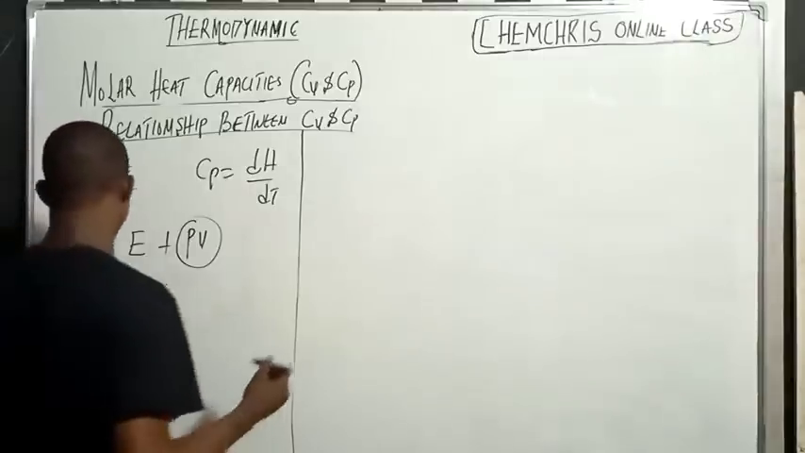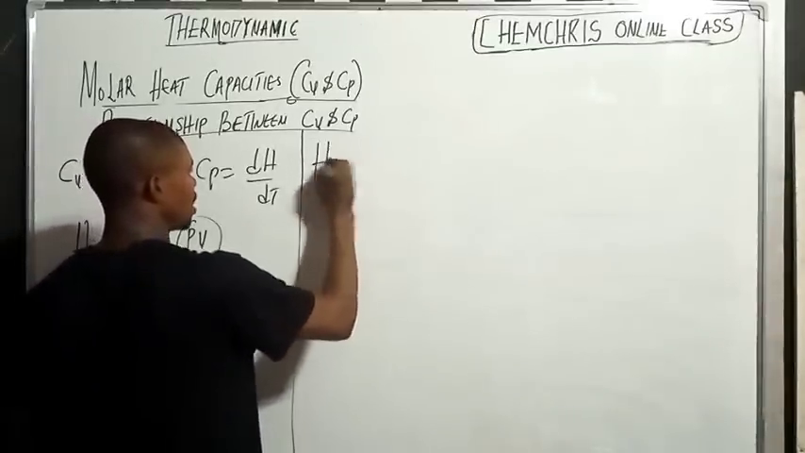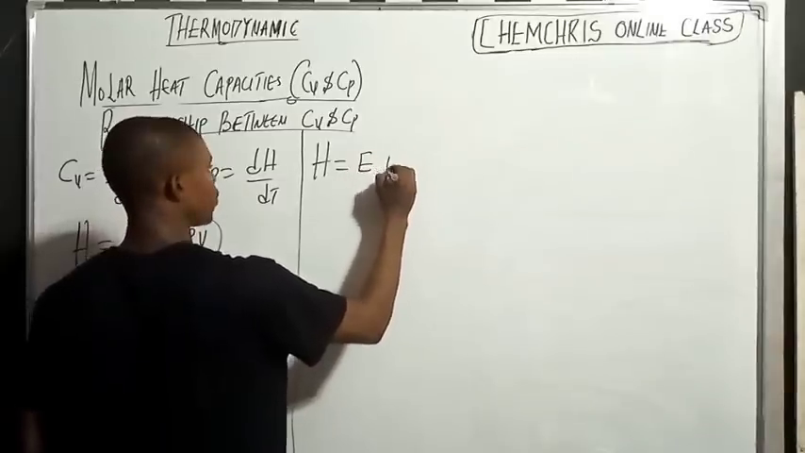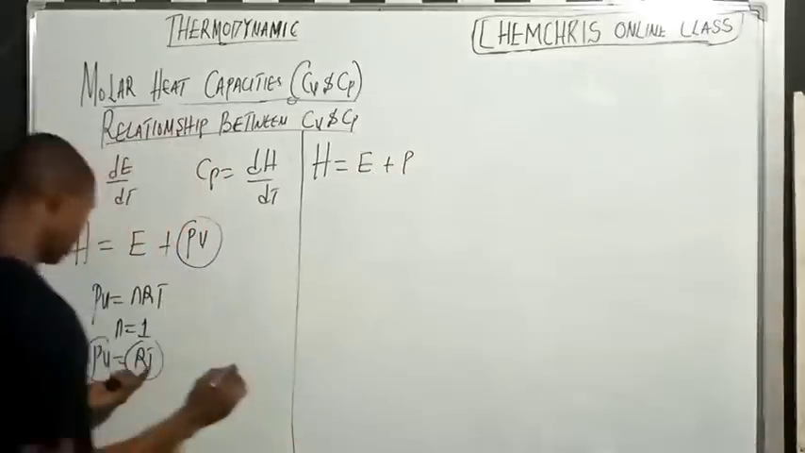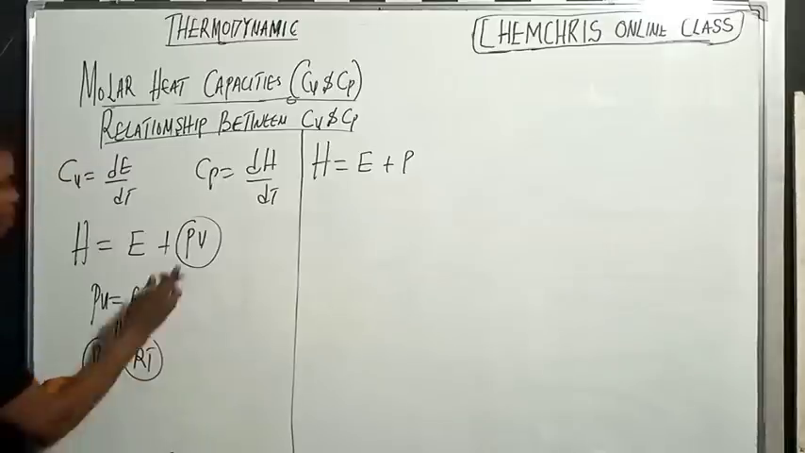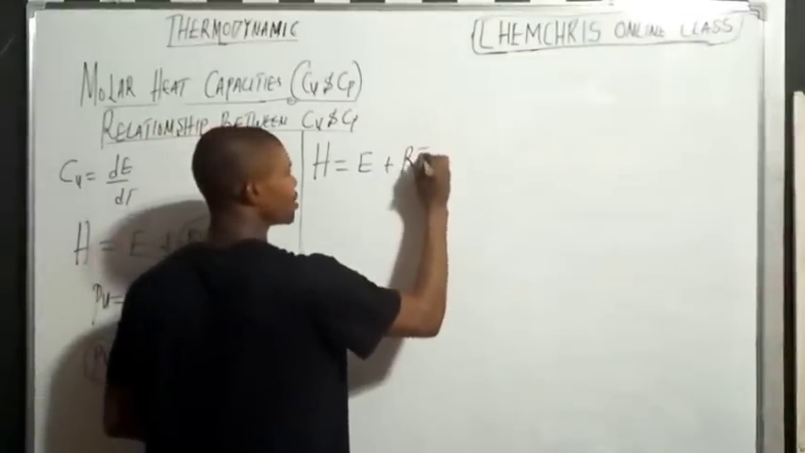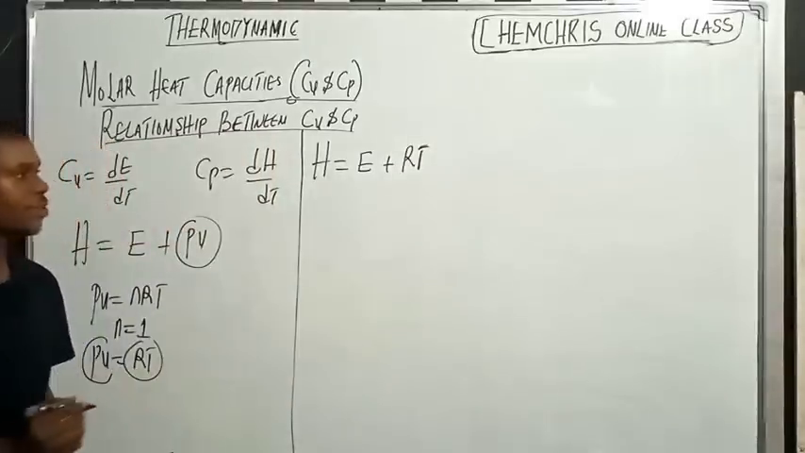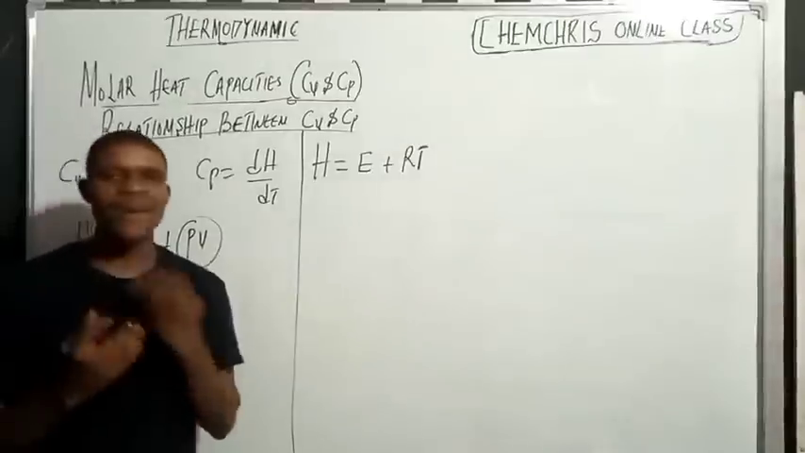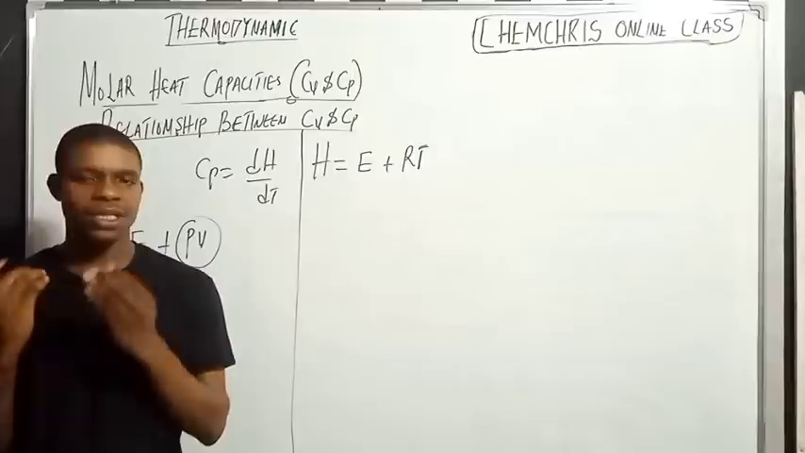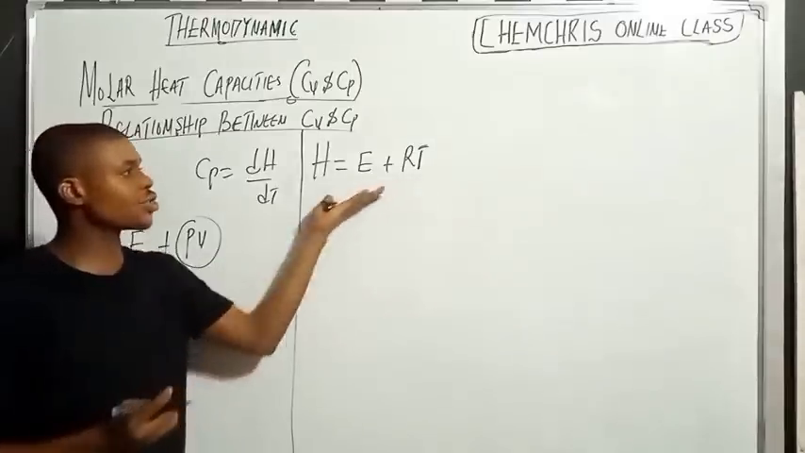So let me introduce here. It is going to be H equals E plus P V, and instead of putting PV here, I put RT. So it is going to be RT. Do you see that? Now remember, whenever you are deriving any formula here, you need to divide by change in temperature, right? So now let's introduce our change here.